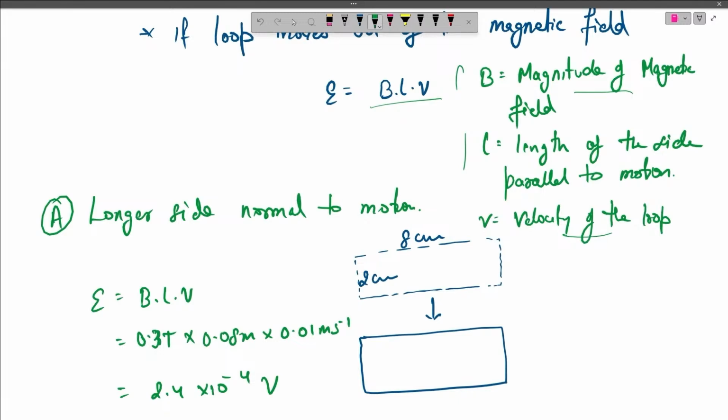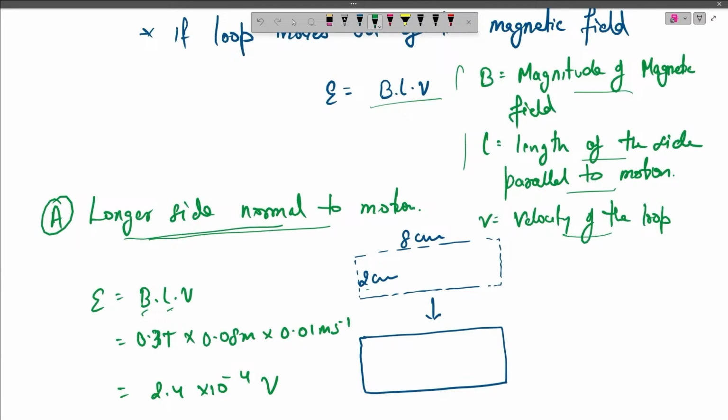Now there are two cases. At first, the movement is parallel to the 2 cm side, or the longer side is normal to the motion, that is, movement is along 2 cm. So in this case, we have been given the velocity, we have been given B, and we have also been given L, that is the length of the side parallel to the motion.